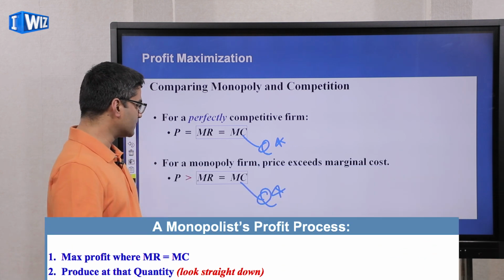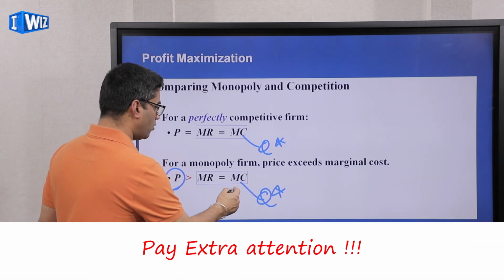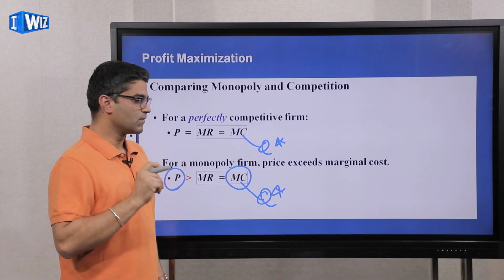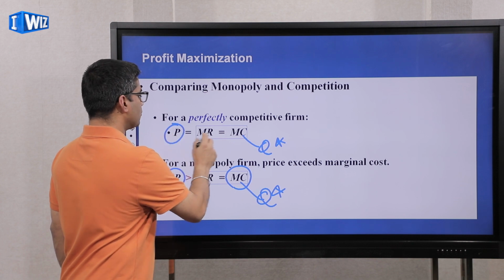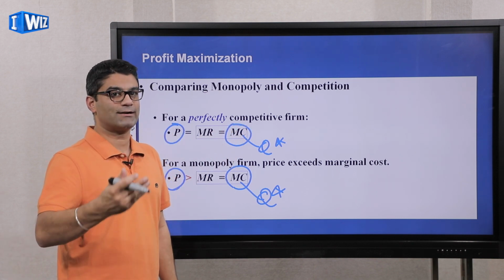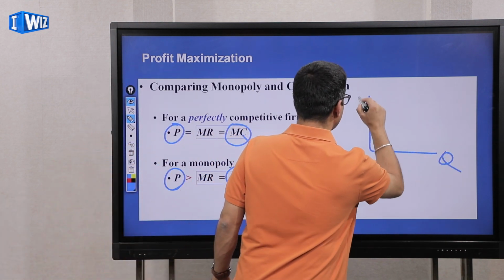So what this tells us is the price per unit that a monopolist is able to charge is more than what it's costing them to produce that unit. That's what MC tells us. But a perfectly competitive firm is able to charge the same exact price as it's costing them to make that last unit. So in terms of the graph, let me quickly just draw it out.